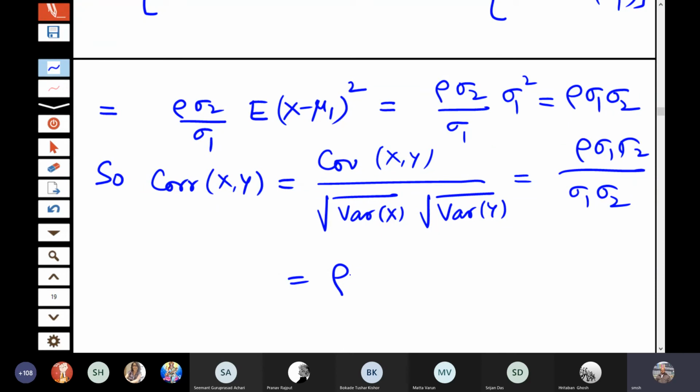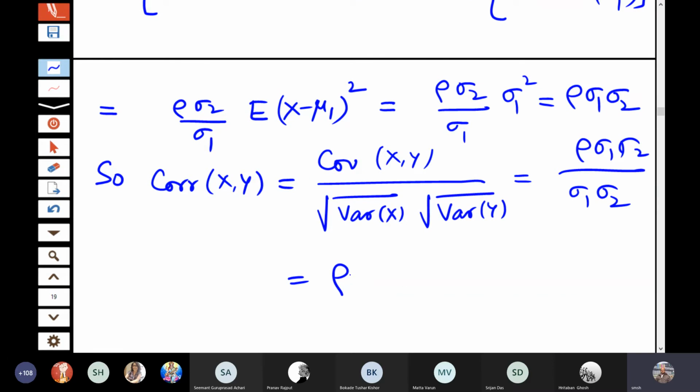So actually we have identified all the parameters for the bivariate normal distribution. Mu1, mu2 denote the mean of x and y, sigma 1 square and sigma 2 square denote the variances of x and y, and rho denotes the coefficient of correlation between x and y. So all the parameters of the bivariate normal distribution are identified here. Is that okay? Yes, sir.